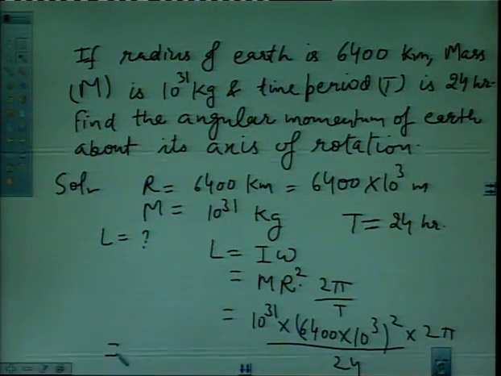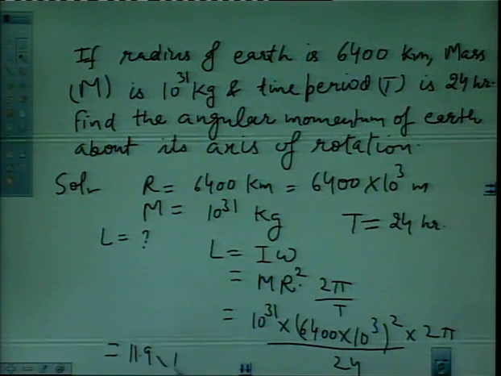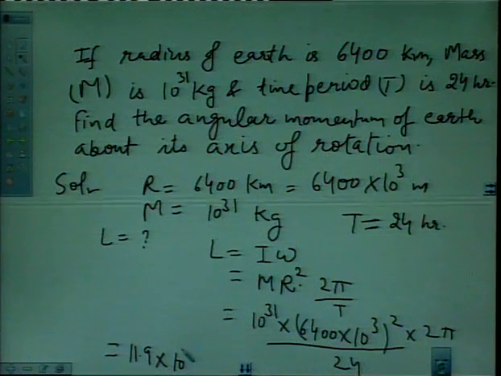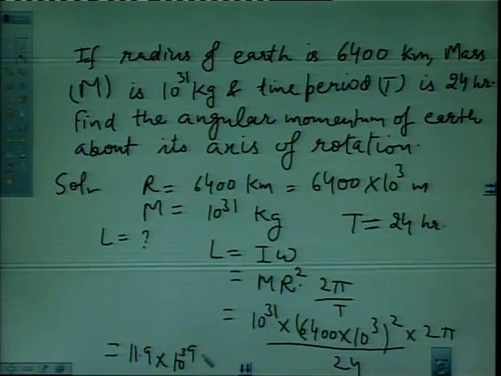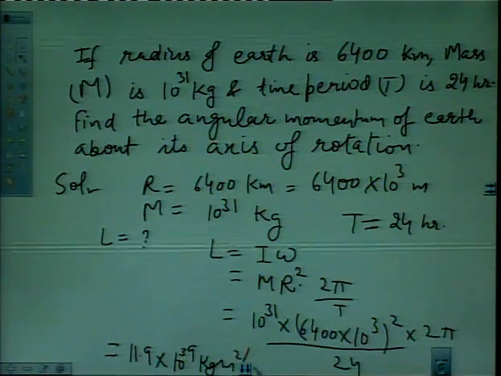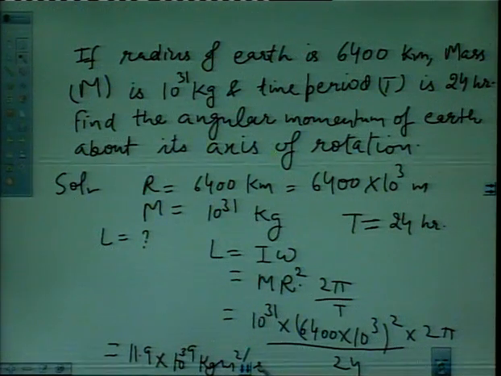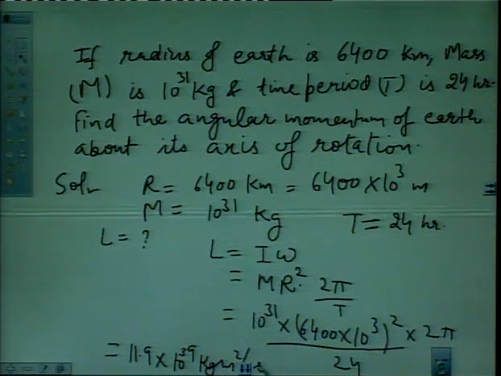So, if we solve this, we have 11.9 into 10 raised to power 39 kilogram meter square per second. So, this is our angular momentum of the earth about its own axis of rotation.